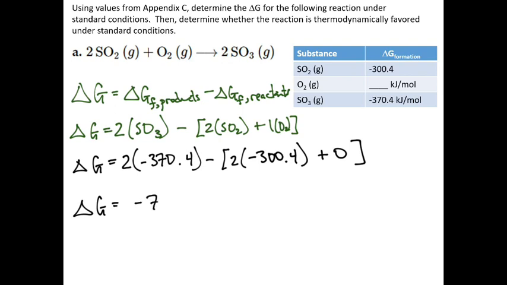All right, the first part's negative 740.8, minus a negative 600.8, plus a positive. All right, I'm getting negative 140.